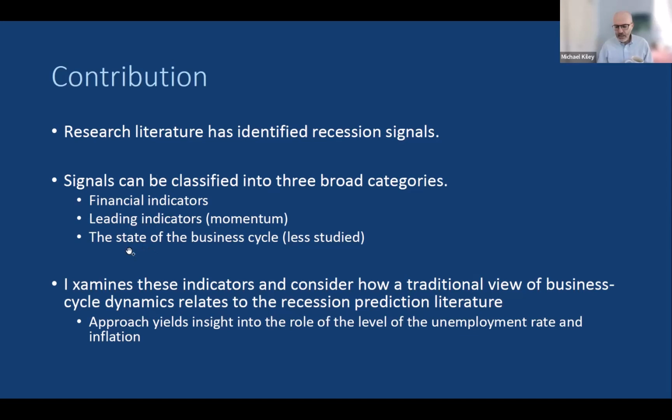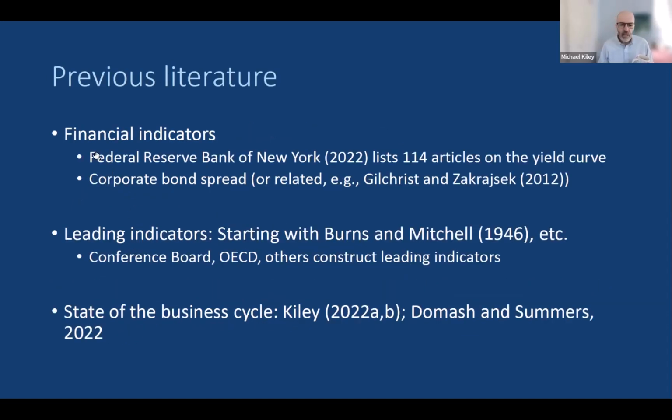So I'm going to examine this set of indicators primarily from an empirical literature and think about the recession prediction literature. But I also want to tie it into a view of business cycle literatures as an organizing principle for thinking about, well, what should we expect from these various indicators in terms of their utility for forecasting recessions at different horizons. So as I noted, the previous literature has explored these issues fairly extensively.